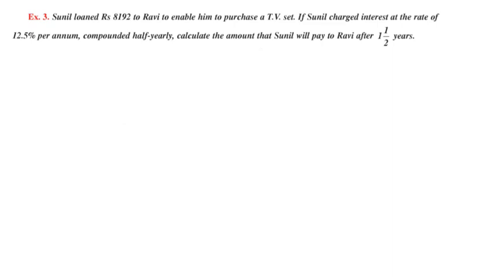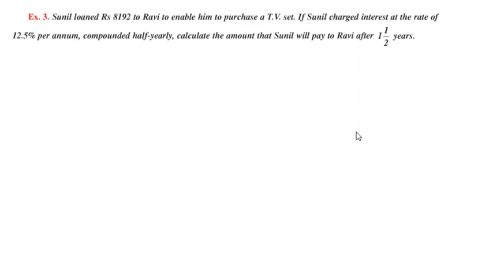Now let us see this third problem. Sunil loaned rupees 8,192 to Ravi to enable him to purchase a TV set. If Sunil charged interest at a rate of 12.5% per annum, compounded half yearly, calculate the amount that Sunil will pay to Ravi after 1.5 years. So again here I have to find the amount after 1.5 years.